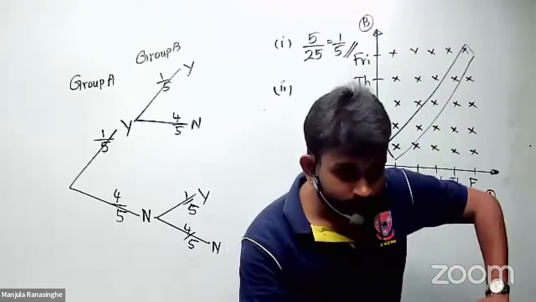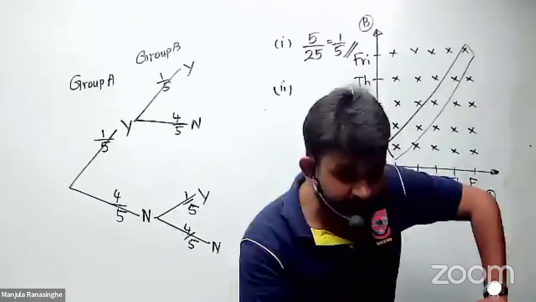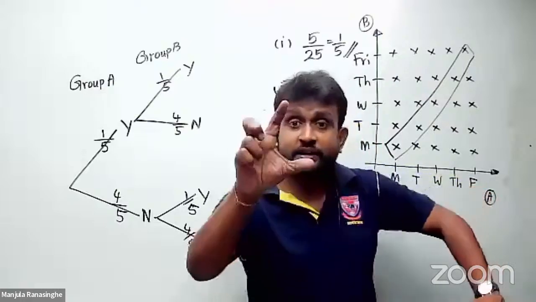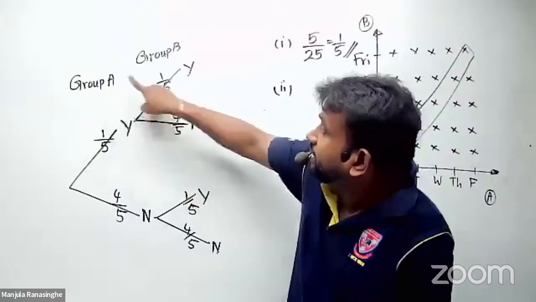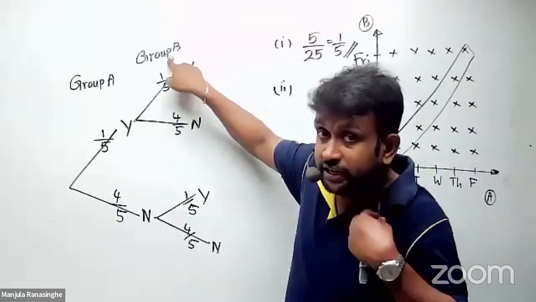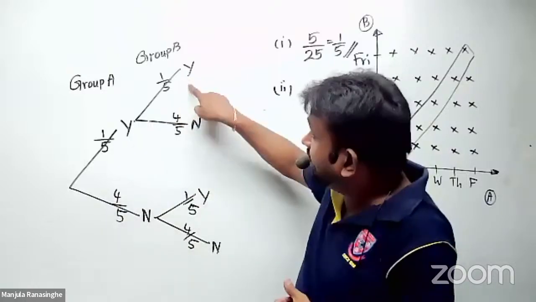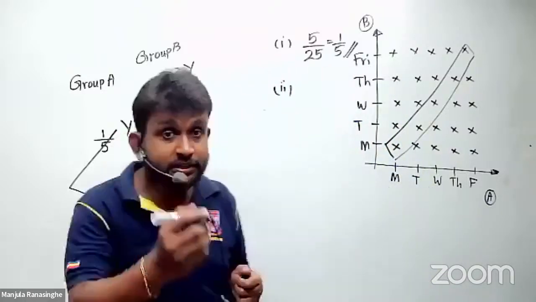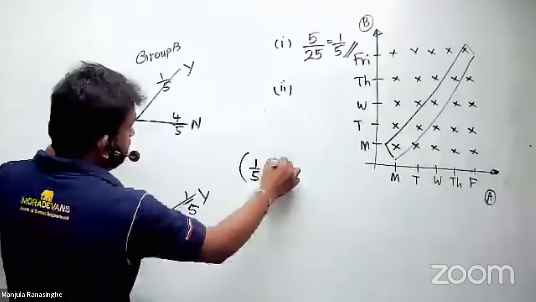Okay. So find the probability of submission of the project report on Monday by both groups. Monday by both groups means Y, submitting Monday by group A, and Y, submitting by Monday by group B. So it shall refer to this part, Y and Y. So we have to take the multiplication of that. So that means 1 upon 5 into 1 upon 5.